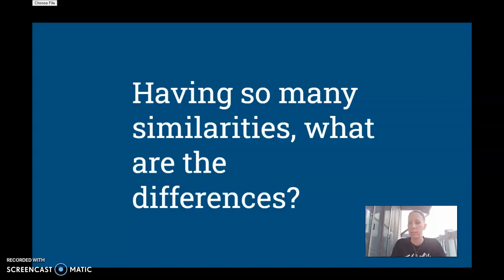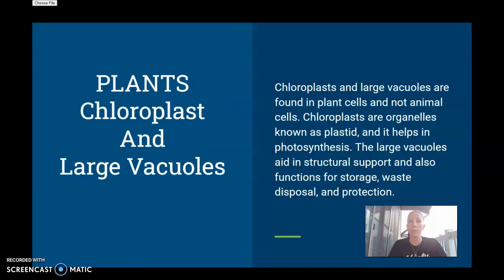They're actually pretty different. So if we start with the plants, plants have chloroplasts and large vacuoles. Chloroplasts are organelles known as plastids, and they help with photosynthesis. And photosynthesis is pretty much breaking down the sun's light in the form of energy. And the large vacuoles are more for structural support and waste storage, disposal, and protection.